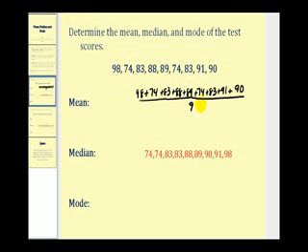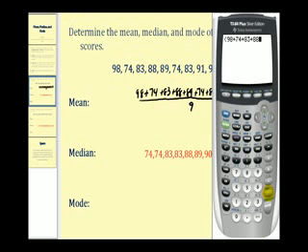Let's go ahead and use our calculator. And the last number was 90. And we're going to take this sum and divide by 9 because there are 9 numbers that we're finding the sum of. So the average, or the mean, is approximately 85.6.